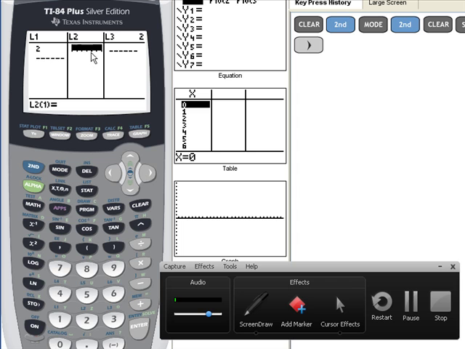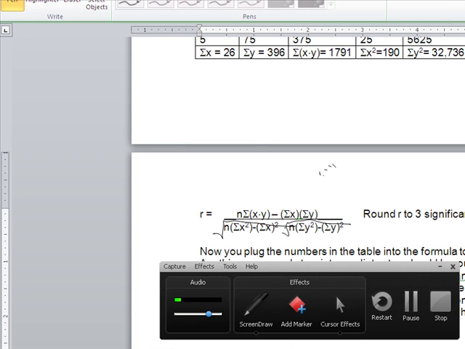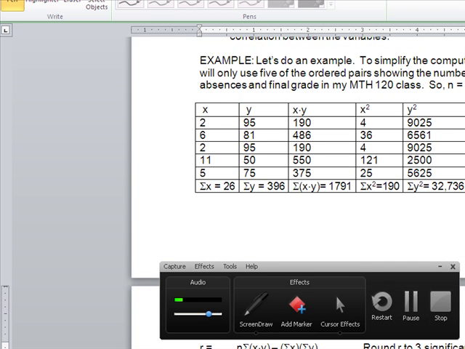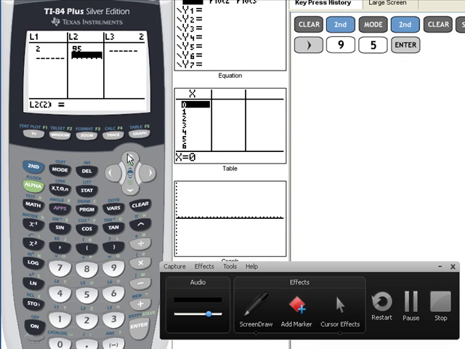Alright, let me look back at my lecture sheet. Okay, I had 6, 81, and then another 2, 95. Okay. Alright, 6. Just going to put the 95 in there. Go back over and do the 2. Alright, and then my last two, let's see, 11, 50 and 5, 75.